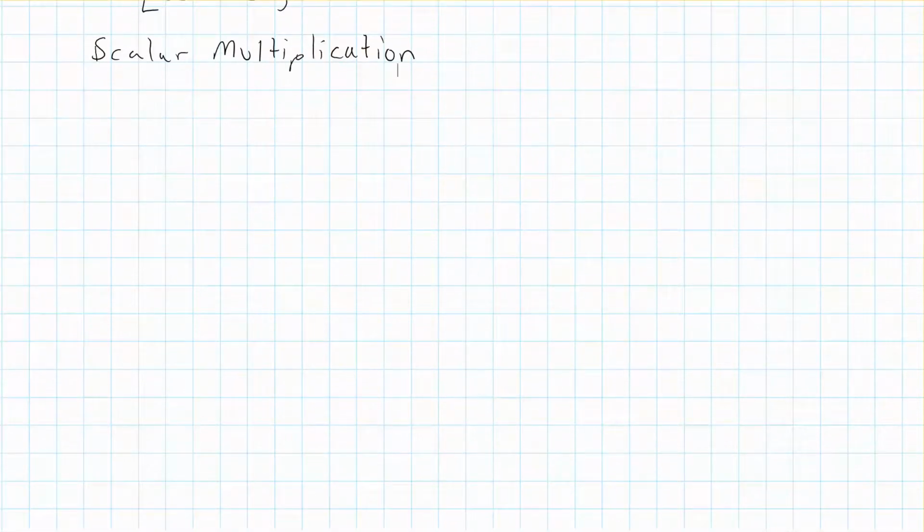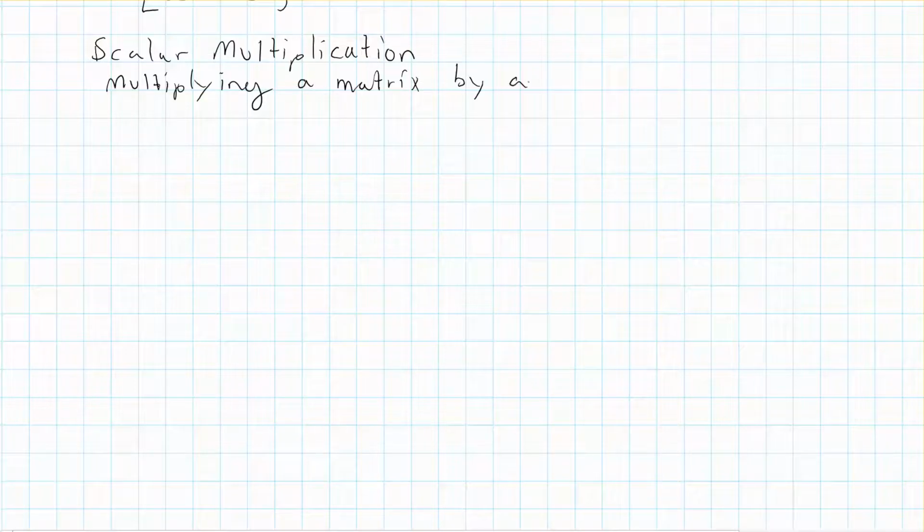Now, scalar multiplication, this is where we're multiplying a matrix by a single number. And that single number is what's referred to as a scalar. And if you've been in some science classes or when you start getting into other math classes, basically the difference is you have something that's called a vector and a scalar. And a scalar is just like a number. A vector is something that has a length and a direction. And so that's why we use the term scalar.